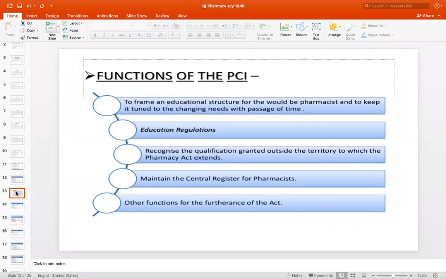Next, education regulations. Regulations like when to conduct exams, how many theory papers should be there, how many practicals, practicals for how many hours, theory exam requirements, how many marks should be allotted, who the teachers are and what their profession is, is there any exam for the teachers to pass before they join as a teacher or lecturer, and so on. So these are the education regulations.